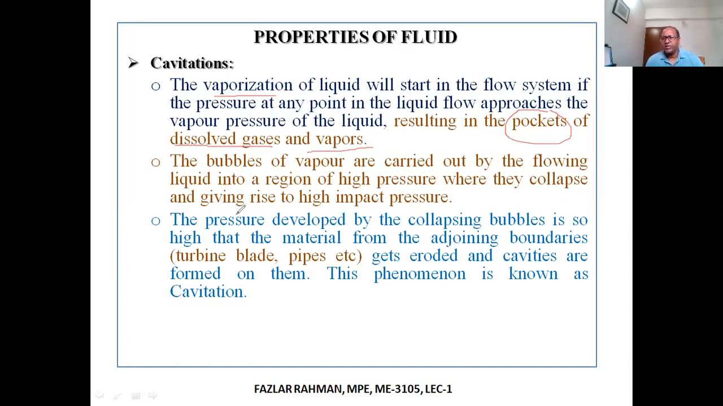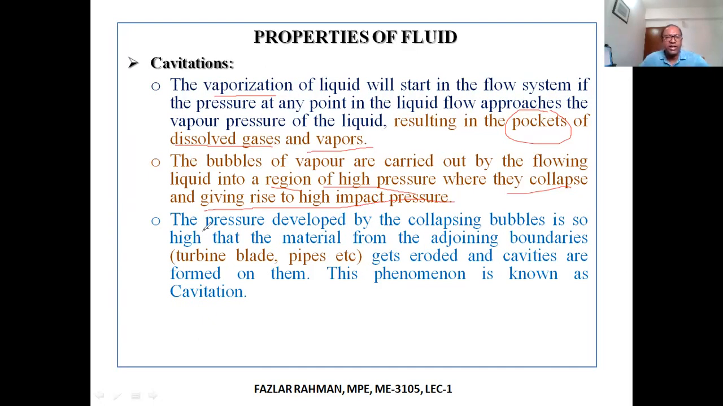That means it creates some bubble, and also you have a mixture of two-phase fluid. One is vapor and also liquid. And sometimes it is also difficult to handle both phases together. Okay. The bubbles of vapor are carried by the flowing liquid into a region of high pressure. When the bubbles come into the high pressure region, they collapse, giving rise to high impact pressure. Again, when a bubble comes in, it collapses and increases the pressure again.